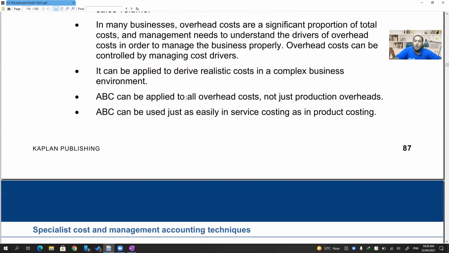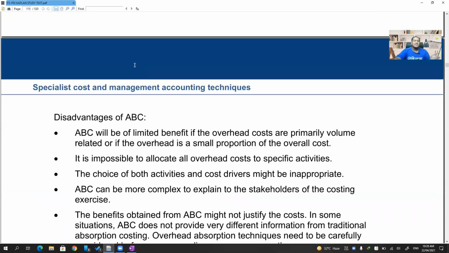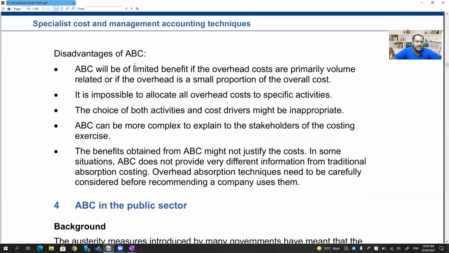ABC can be applied to all overhead costs, not just production overheads. Even non-production overheads can be allocated on the basis of the ABC technique. ABC can be used just as easily in service costing as in product costing. Even in the service sector you can use ABC. That's what they're trying to tell you.